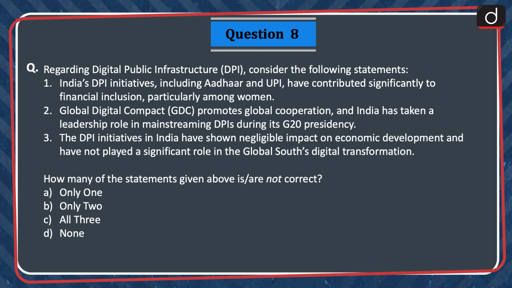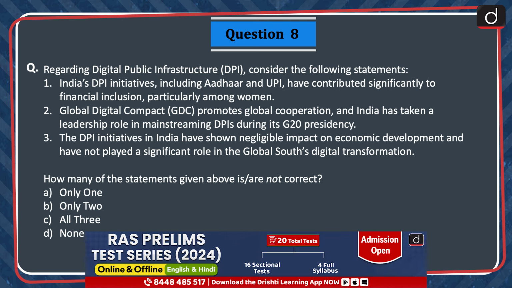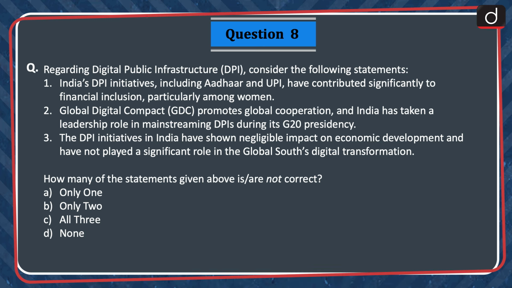Next question, regarding digital public infrastructure or DPI, consider the following statements. 1. India's DPI initiatives including Aadhaar and UPI have contributed significantly to financial inclusion, particularly among women. 2. Global Digital Compact promotes global cooperation and India has taken a leadership role in mainstreaming DPIs during its G20 presidency. 3. The DPI initiatives in India have shown negligible impact on economic development and have not played a significant role in the Global South's digital transformation.